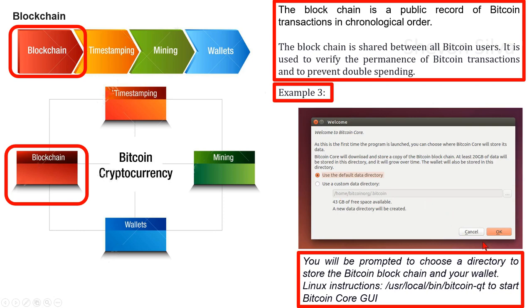Here you can see a screenshot of a Linux instruction, /usr/local/bin/bitcoin-qt, to start Bitcoin Core GUI, and here you will be prompted to choose a directory to store the Bitcoin blockchain and your wallet. Here it is mentioned that as this is the first time, welcome to Bitcoin Core. This is the first time the program is launched, and you can choose where Bitcoin Core will store its data. Bitcoin Core will download and store a copy of the Bitcoin blockchain. At least 20 GB of data will be stored in this directory, and it will grow over time. This wallet will also be stored in this directory. Here you can choose to use the default directory or a custom data directory.